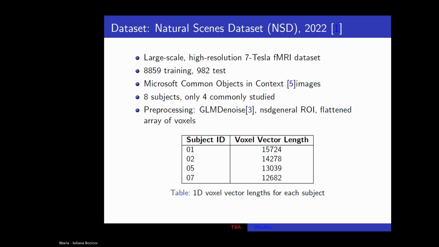Also most papers use the same preprocessing. So there's a GLM denoise at the beginning, and then there's an established region of interest, NSD general, out of which the voxels are flattened and turned into a simple array. And here I put the array length. So this emphasizes the fact that there's a variability even in this voxel length depending on the subject.